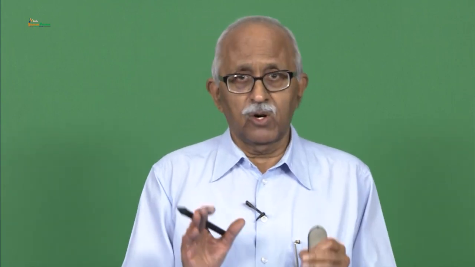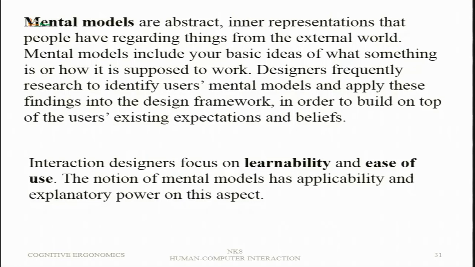Mental models can be for language, they can be for processes, they can be for functions, and so on. So mental models are how I represent the external reality in my mind. And whenever needed, I can use it to describe things, to explain things. So mental models include your basic ideas of what something is, how it is supposed to work, processes, working process.